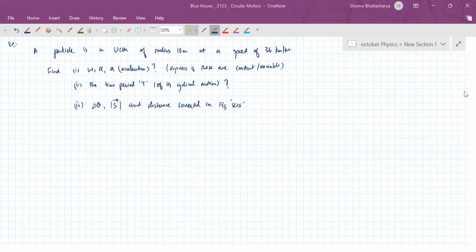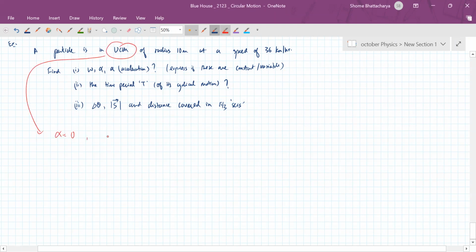Okay, so let's understand. It's a uniform circular motion. So what can we say about alpha? It has to be 0. That's correct. And omega and v have what relation? v is equal to r omega. Because it's a uniform circular motion, alpha is 0 and v equals r omega at a uniform speed. So omega is v by r.